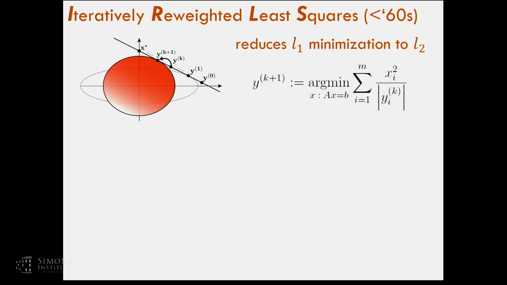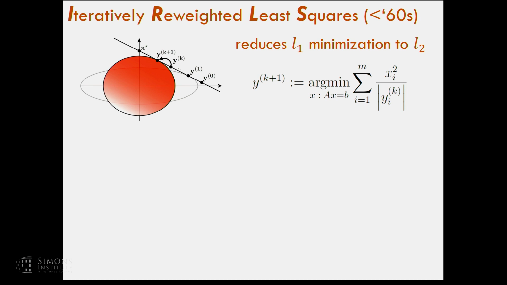The algorithm constructs a sequence of points starting from a point y0 on the subspace to y1, and from yk to yk plus 1. How does it do it? By the following simple equation. It solves the least squares problem, except that it picks the weights of each coordinate as the absolute value of the y coordinates it has from the previous iteration. And so what might be the intuition for this?